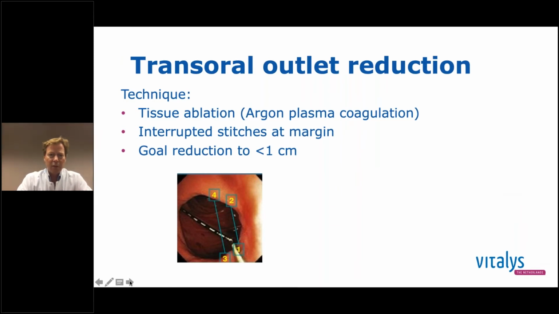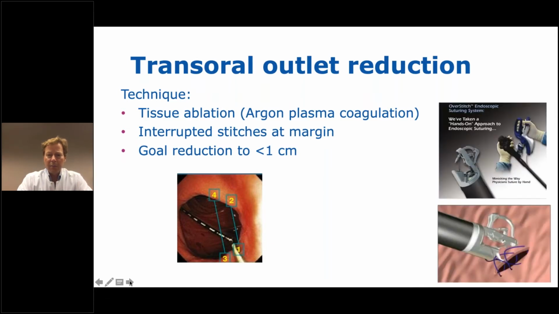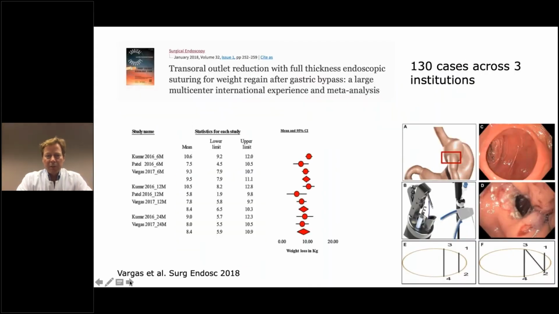There's a little bit more literature on transoral outlet reduction by means of stitching. And this is something our gastroenterologists in my hospital also use. And the goal here is to reduce the stoma size by placing sutures. And here you can do that with the Apollo overstitch device. This is a fairly recent study in which they collected the data from 3 institutions, over 130 cases, and you can see that even after 2 years, there's a reasonable result in terms of countering weight regain.